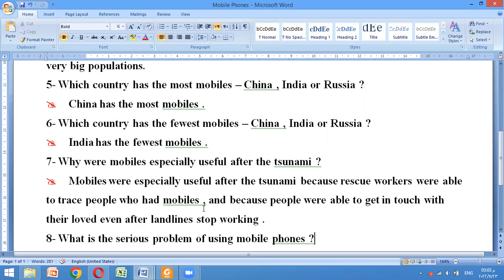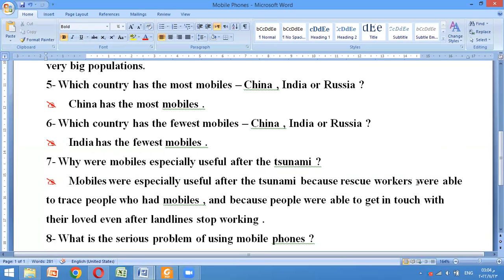After the tsunami, we said that the mobiles were used to keep people in touch with each other, especially loved ones, families asking about each other, and also they were used by rescue workers in order to save people's lives, even if the mobile phones were blocked, they were used by the rescue workers to trace people.